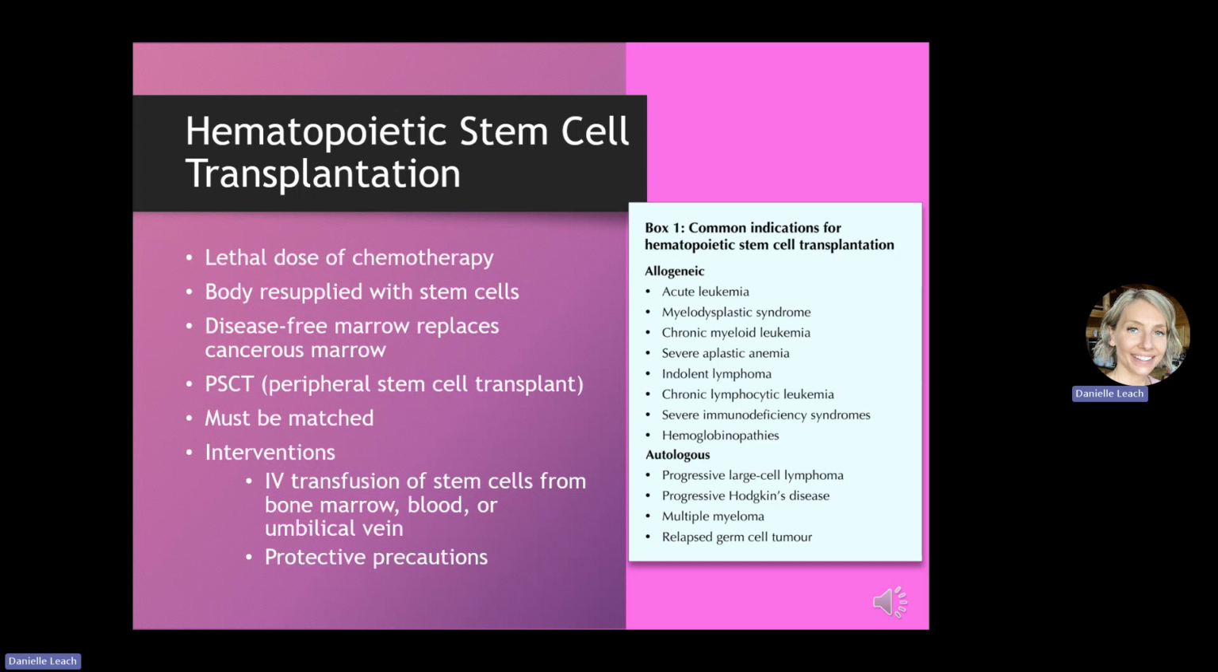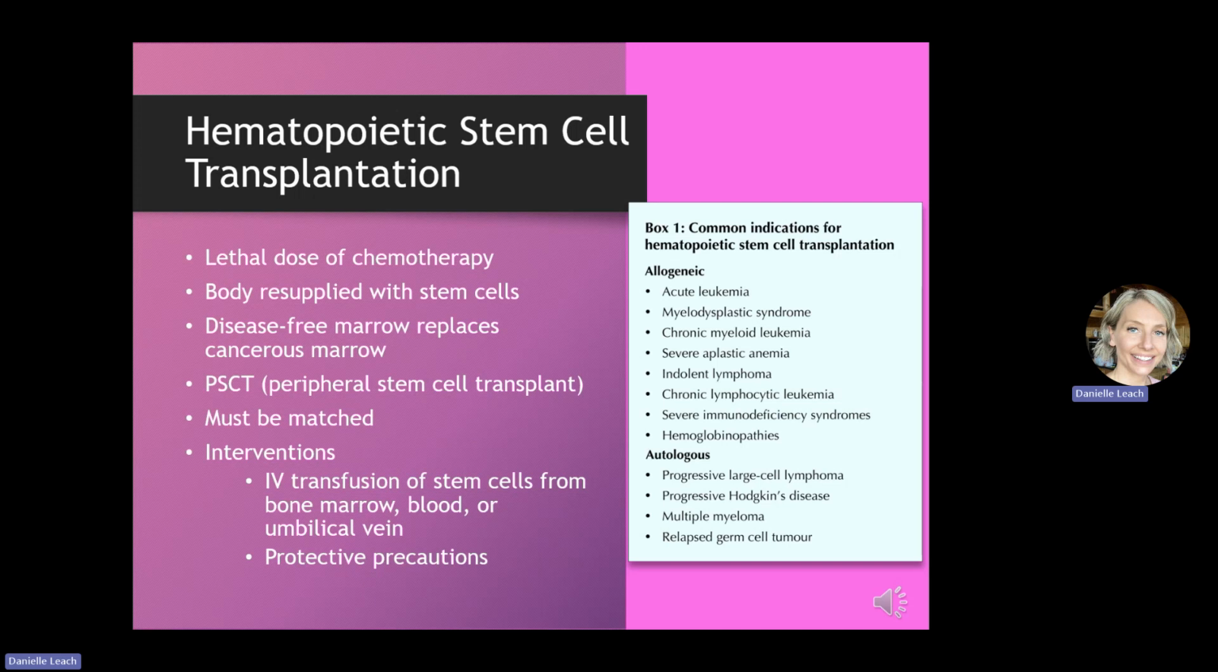So basically what happens is the person is given a lethal dose of chemotherapy. It's termed lethal because basically if we didn't resupply them with new stem cells or new bone marrow, then they would die. So basically we are totally destroying all of their bone marrow that they have that is not functioning properly. So basically we want to get rid of all of that. So when we're giving them this very high dose of chemo, it's also going to put them at very high risk for infection and death. So this isn't something that's just done lightly. Sometimes it's more of like a last chance type thing.